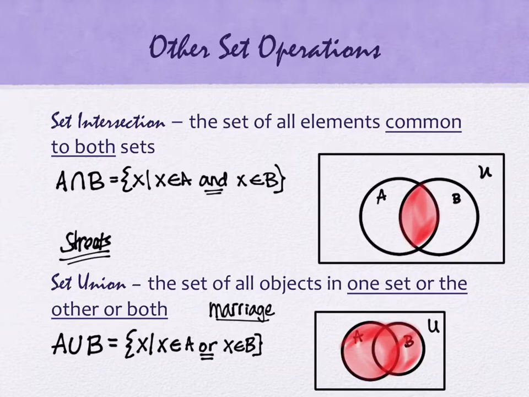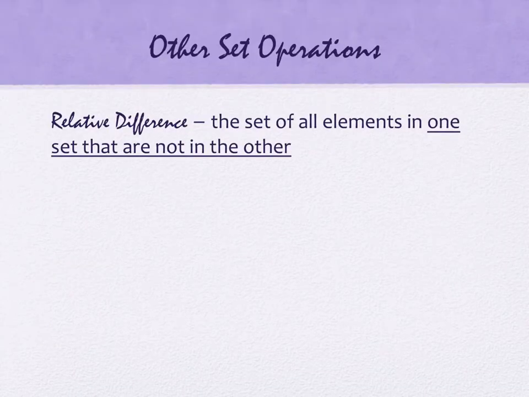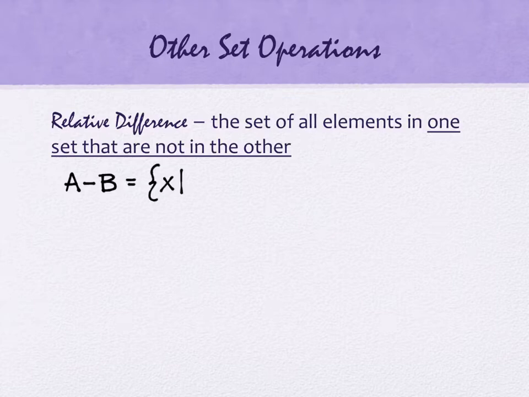And the third one that we're going to look at is called relative difference. So this is the set of all elements in one set that are not in the other. We're going to look at this one, A minus B. Difference looks very much like subtraction when we talk about a difference in elementary school. And this one would be the set of all elements in A. So x is in A, and x is not in B.